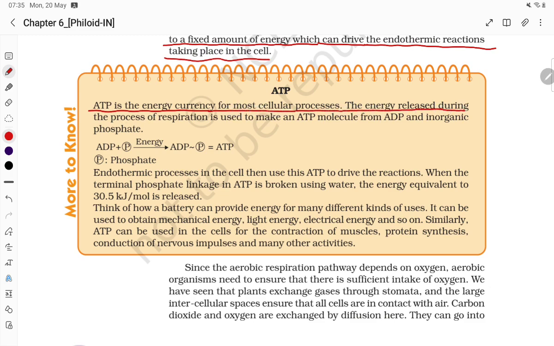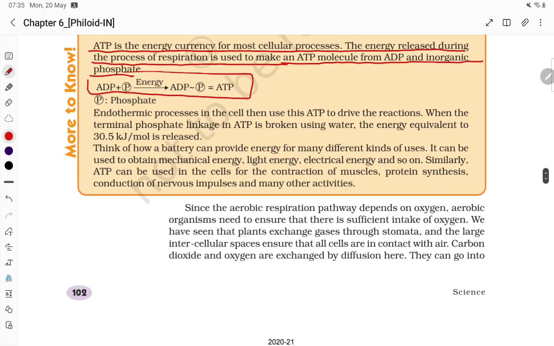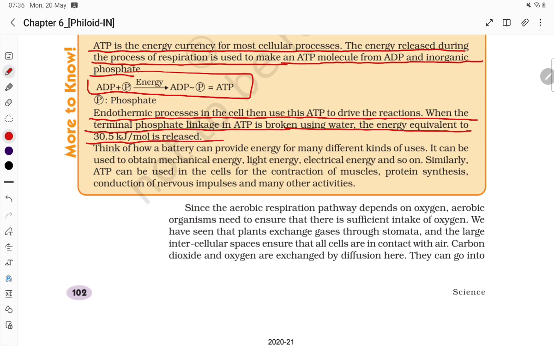The energy released during the process of respiration is used to make an ATP molecule from ADP and an inorganic phosphate. ADP plus phosphate gives ATP, adenosine triphosphate. Endothermic processes in all cells then use this ATP to drive the reaction when the terminal phosphate linkage in ATP is broken using water. The energy equivalent to 30.5 kilojoules per mole is released.